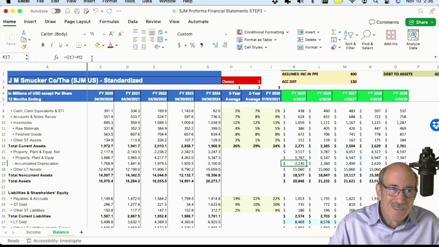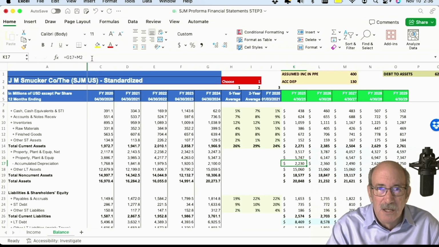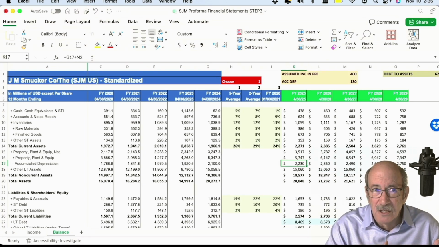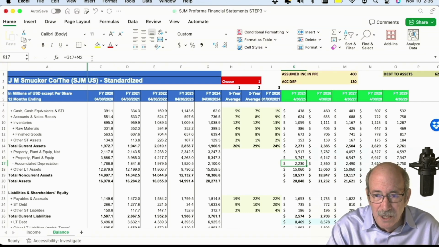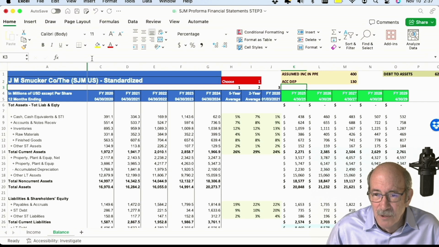Now, that's a bit of an assumption. That's not exactly what's going to happen. As I increase my PPE, my contribution to accumulated depreciation is probably going to rise a little bit. So you might even want to make this a different value for each year and put PPE here, accumulated depreciation here, PPE here for 2026, accumulated depreciation here, and then reference it down in these 2 cells. All right.